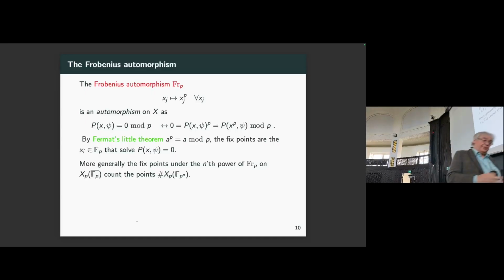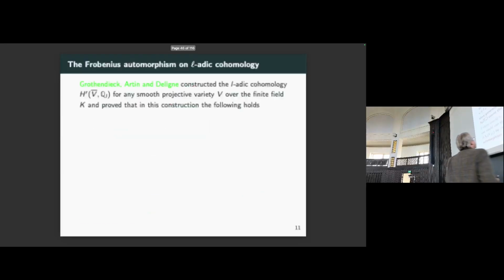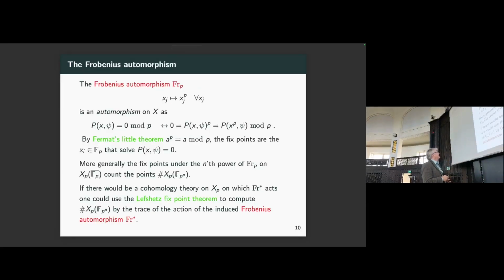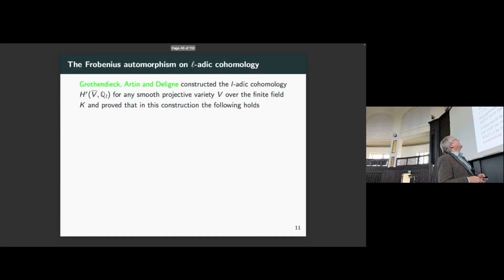But you need, say, a representation of the Frobenius to actually make sense of it, in a similar sense to how we calculate, from the Lefschetz theorem, let's say, the orbifold fixed points. So you need, so to say, a representation of this Frobenius algebra. And that is actually the work of Grothendieck, Artin, and Deligne. They constructed a version of cohomology, which is called l-adic cohomology, for any of these varieties, and proved that the following holds for this conjecture.